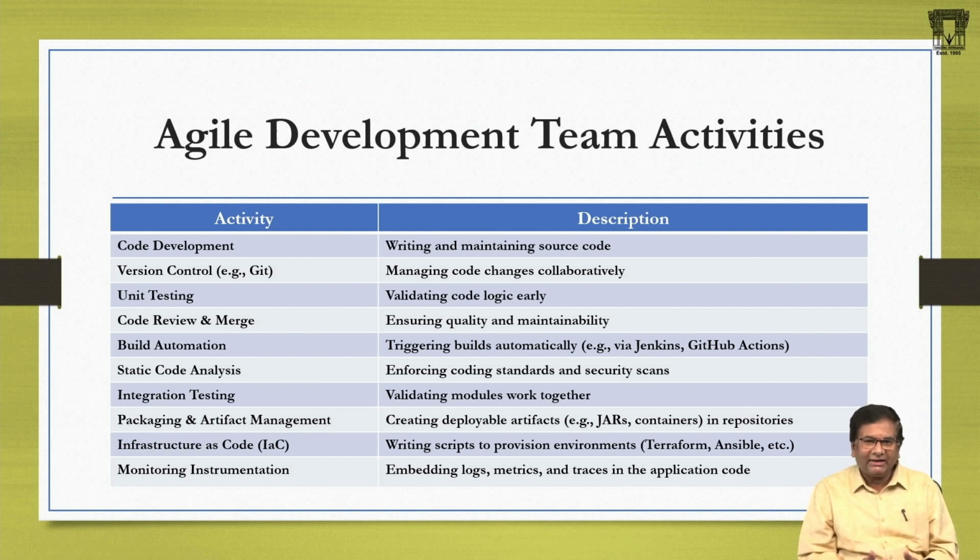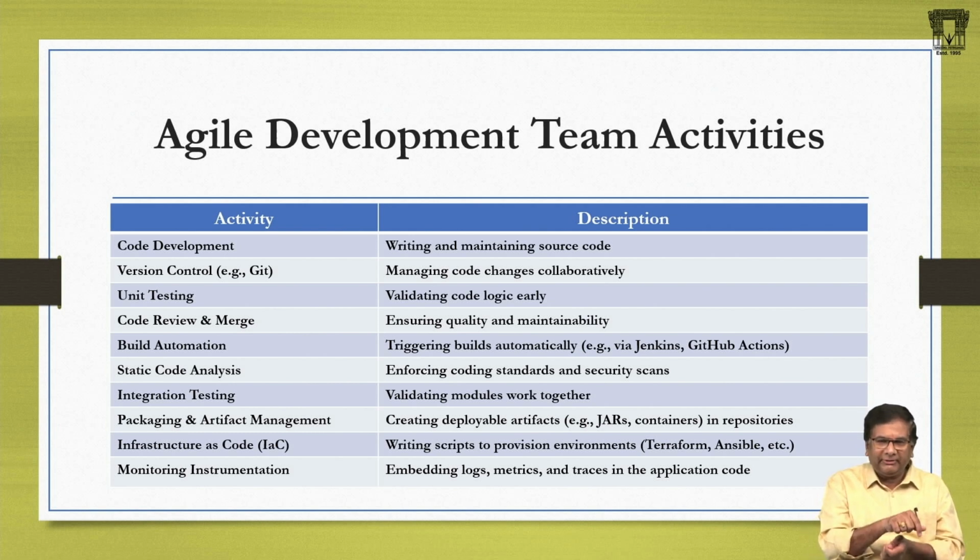Another activity is version control. I'll talk about that as a separate series, like Git and so on. Basically, when multiple developers are writing code, it should be put into one common place. Each time they add more code, the previous code should be maintained, and if they have to go back to the previous code, that should be possible. So that's basically a version control system: managing code changes collaboratively.